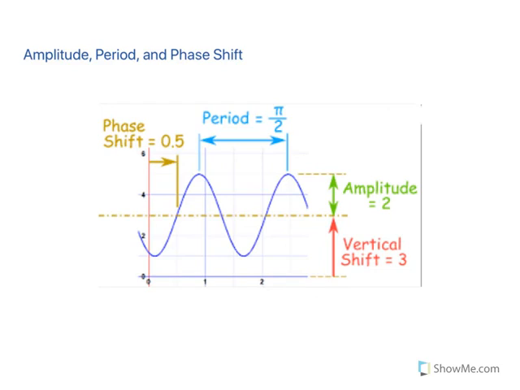So what is a period? The period of a graph is the distance that goes from one peak to the next, or from one point to the next matching point. Next, the phase shift is the distance the function is shifted horizontally from the initial position. The vertical shift is the distance the function is shifted vertically from the initial position.